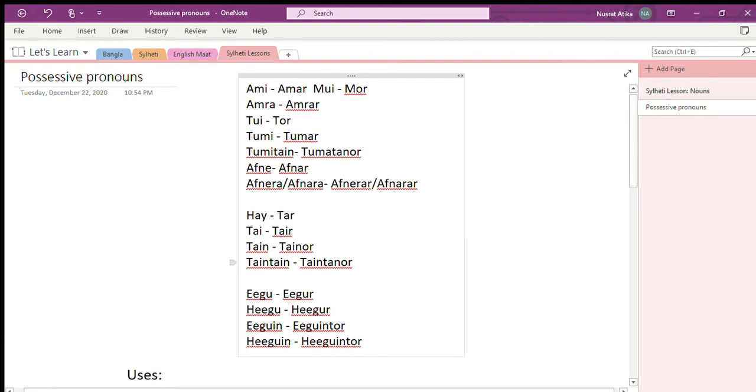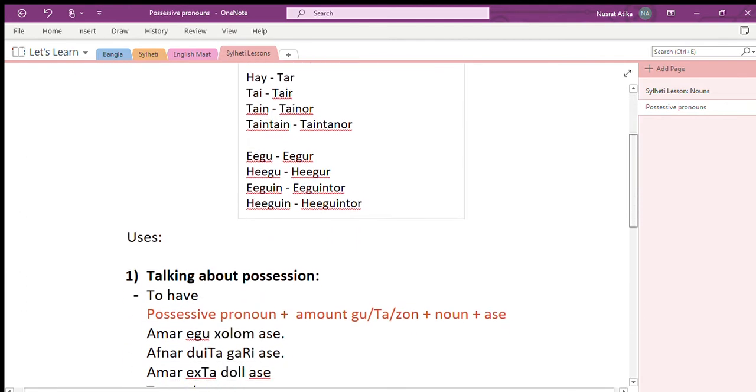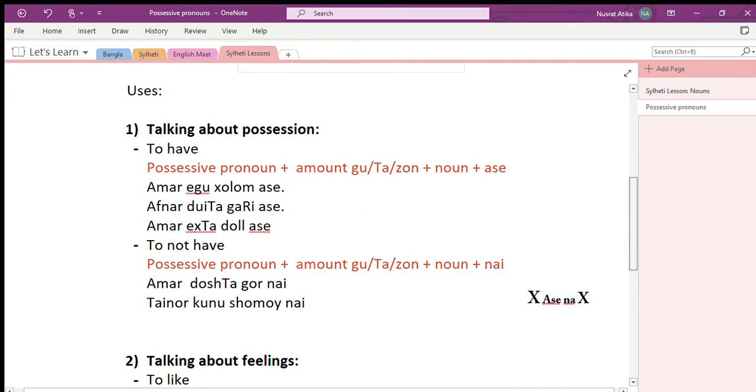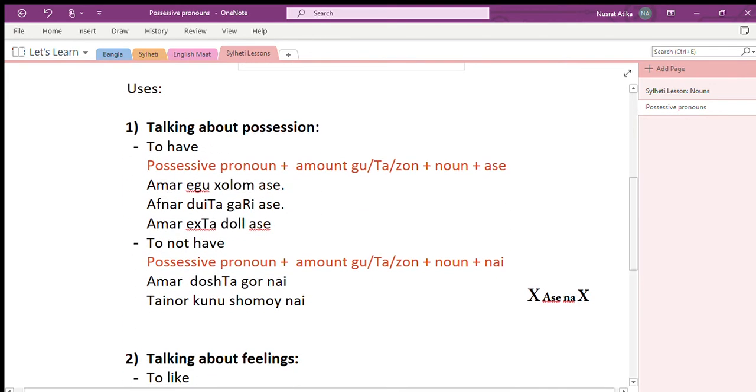If you notice a pattern, all of them have R or OR at the end. Look at this. Amar, Tumatanor. So all of them have this at the end. Now we're going to talk about three important and common uses of possessive pronouns.